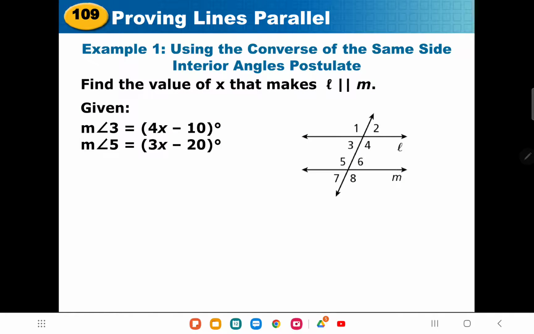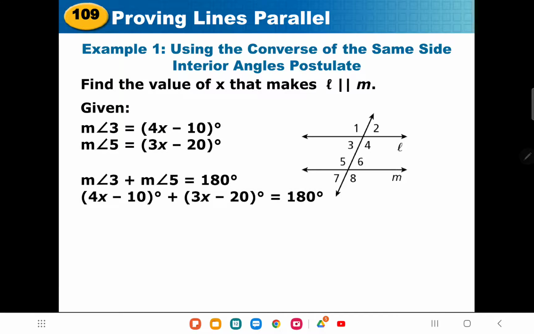Let's see this in action using the converse of the same side interior angles postulate. We want to find the value of x that makes line L parallel to line M. We are given that the measure of angle 3 is 4x minus 10 degrees and the measure of angle 5 is 3x minus 20 degrees. Now, if these two lines, L and M, are to be parallel, the measure of angle 3 plus the measure of angle 5 must be 180.